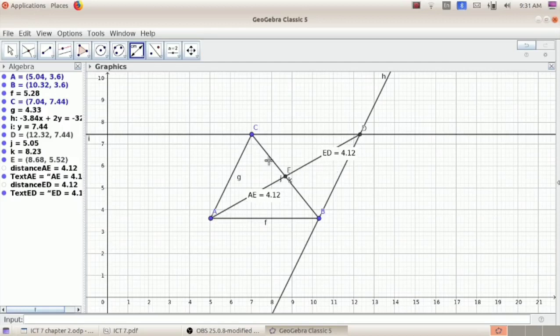Now we can measure this diagonal. Click on C. Click on E. We got the measurement CE. Now click on E. Then click on B. We got the measurement EB. See these two measurements. This is 2.53 and this is 2.53. They are equal. That means CE is equal to EB. That means E is the midpoint of BC.